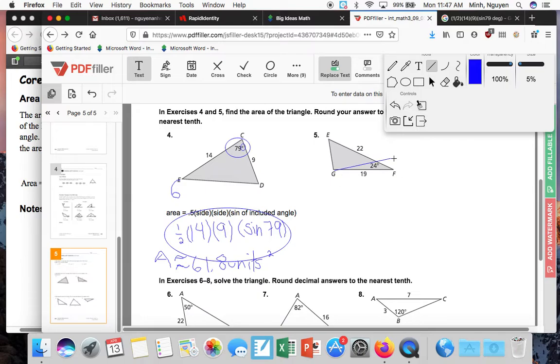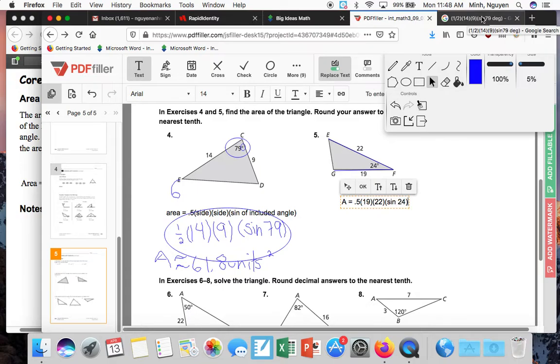So we got side, and sine of 24. Sorry for all that noise. I don't know what the neighbors are doing. So we got A equals 1/2 times 19 times 22 times sine 24. So we're going to put it in exactly like that.